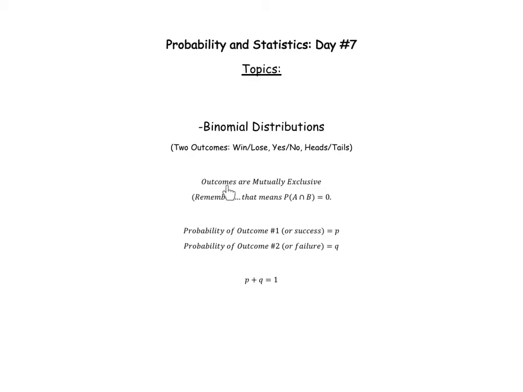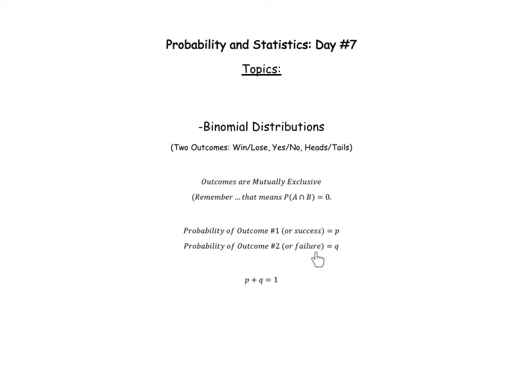Okay, outcomes of a binomial distribution are mutually exclusive, meaning you can't win and lose at the same time, get a yes and a no, or a heads and a tails. And what this means is that the probability of A and B equals 0.